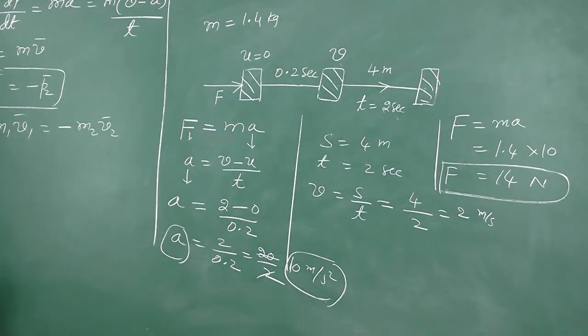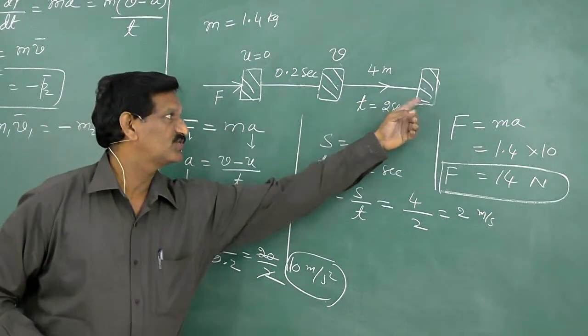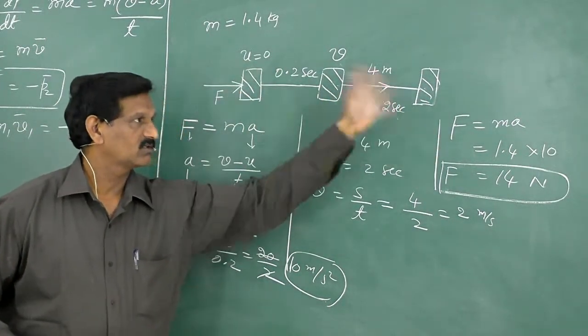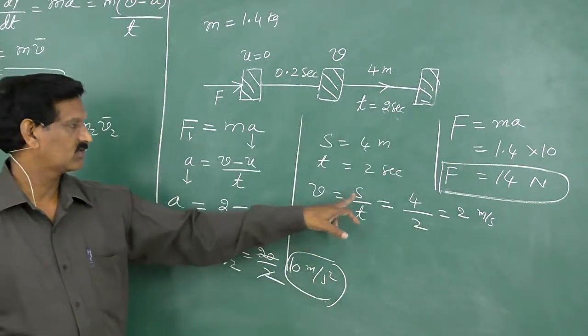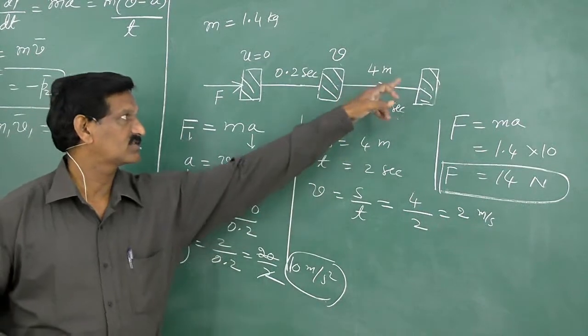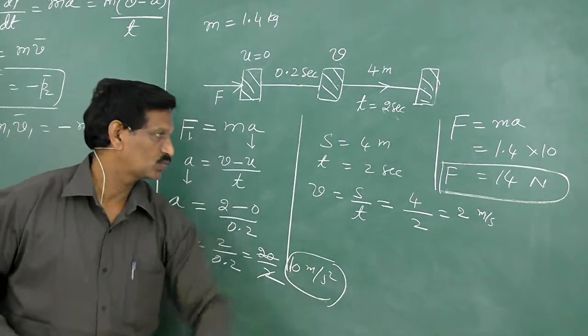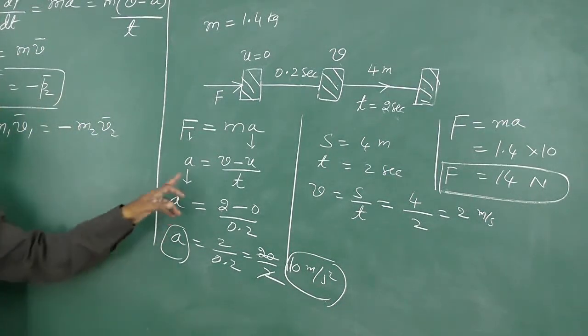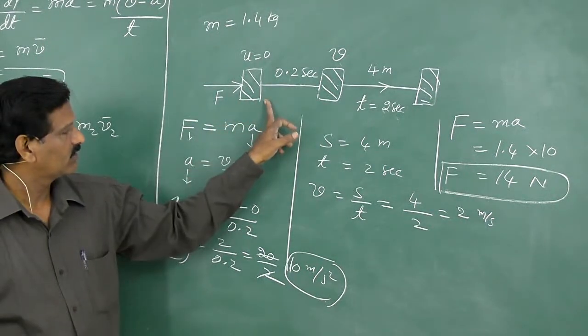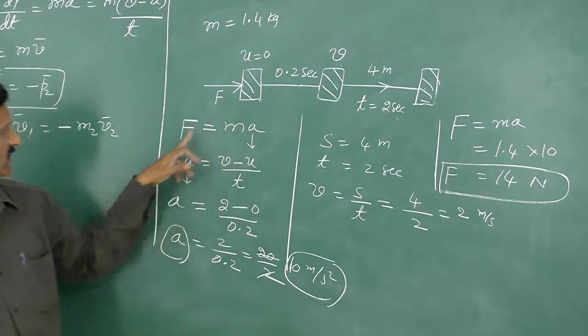So, to find the force, you must know the acceleration. To find the acceleration, you must know the final velocity. To find the final velocity, you take this journey where there is no force, there is no acceleration, there is uniform motion. Velocity is simply distance by time. Here the distance traveled is 4, the time of travel is 2. So, 4 by 2, then you get velocity as 2 meters per second. Using that velocity, you calculate the acceleration here. If you know the acceleration here, you can get the force.